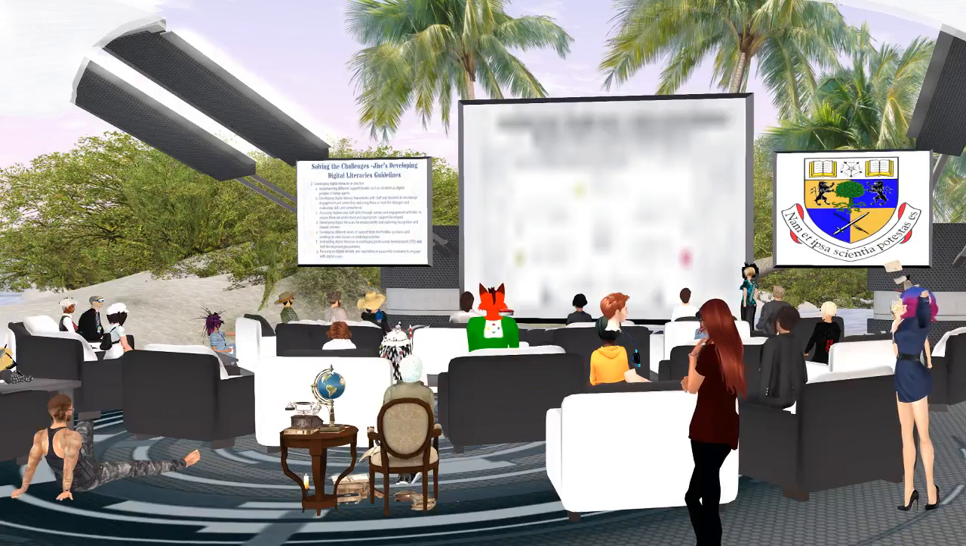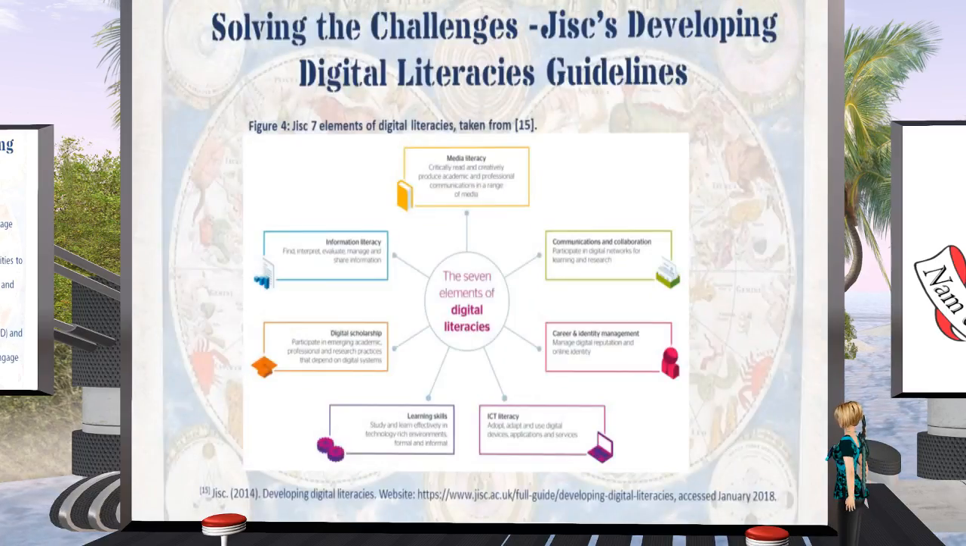And this figure shows the 7 elements of digital literacy as defined by JISC. And we can see several familiar ideas expressed in this figure.